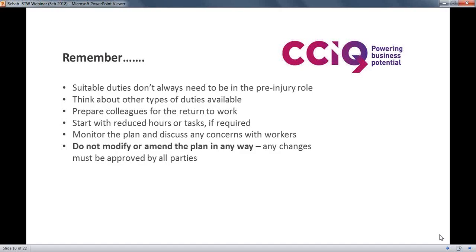Now, unfortunately, host employment can be with anyone, anywhere. They're not going to necessarily find a host employer within the same industry as your business. And what I would say here is that generally, when you get to the point of host employment, the longer it is, it goes back to the research-based evidence that the longer somebody is away from their workplace, the less likely they are to return to that pre-injury role.